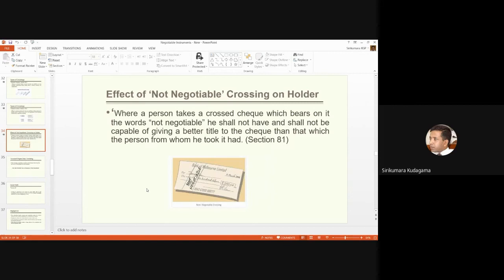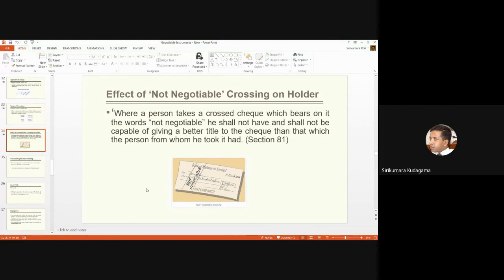Now, we'll take a simple example. I can draw it anywhere. So imagine that there is a check drawn by someone, drawn on a particular bank, and the payee is a person called A. You know that this is an order check, order bill. Now, this is crossed with the words not negotiable, right? That drawer has given this check to A with the words not negotiable.